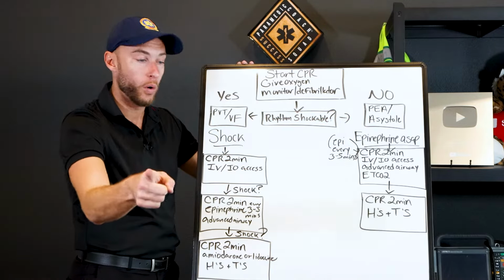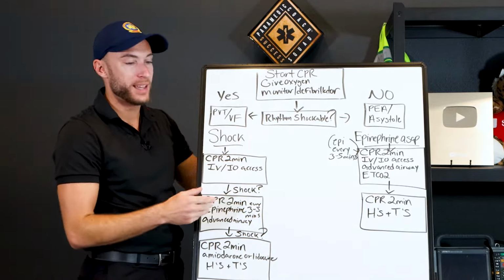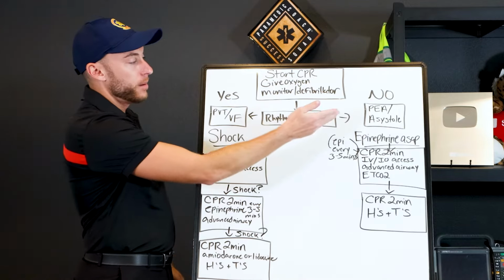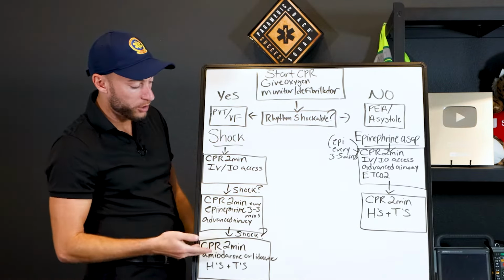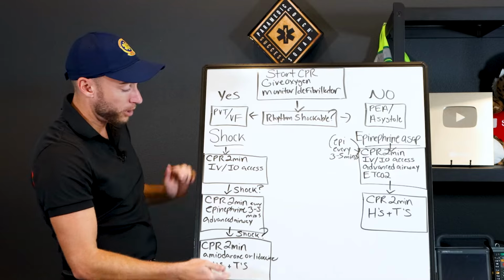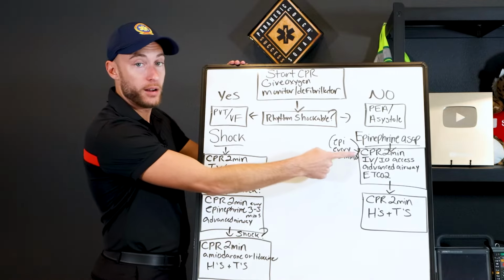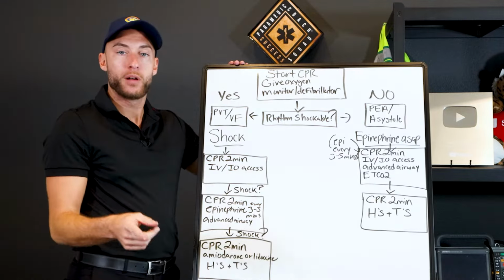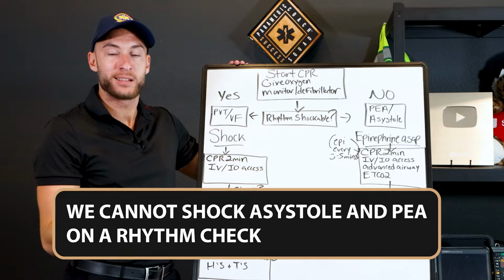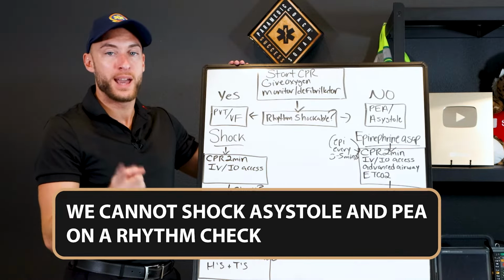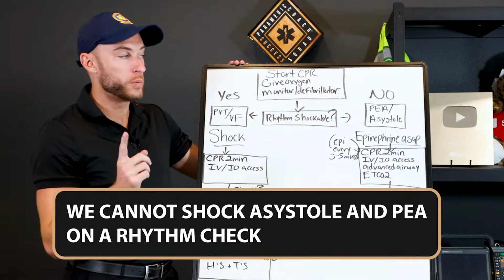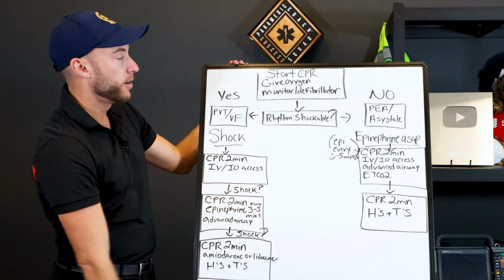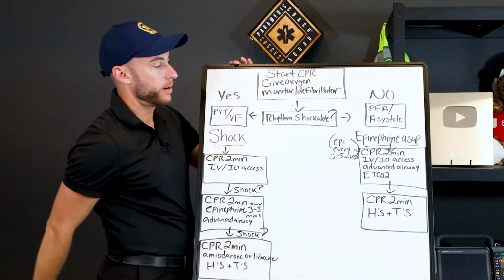Or what if we were over here, but then they end up in PEA or asystole on one of these rhythm checks? We don't continue down because we can't shock. We go right to here, okay? Remember, we cannot shock asystole. We cannot shock PEA on a rhythm check. So we gotta move over here, which is the no side, don't shock, okay?